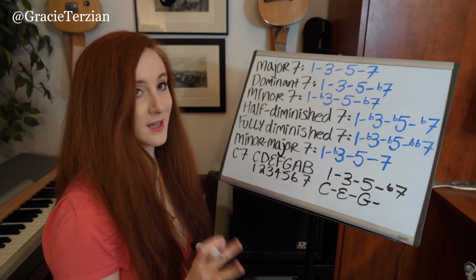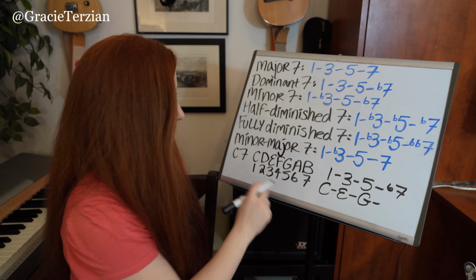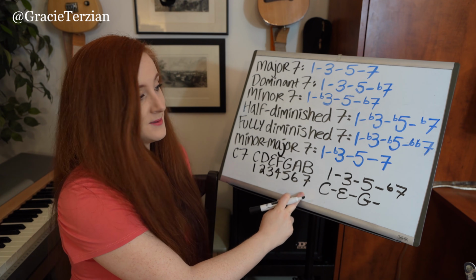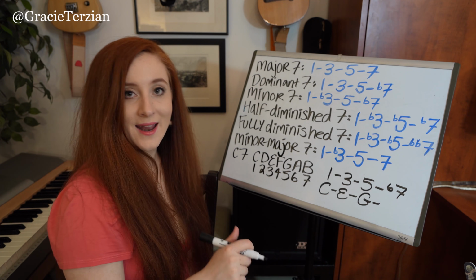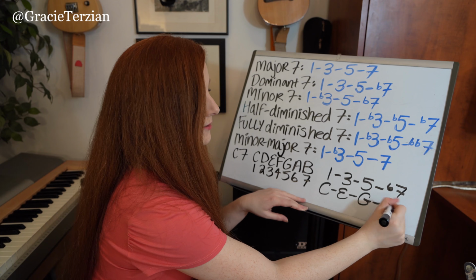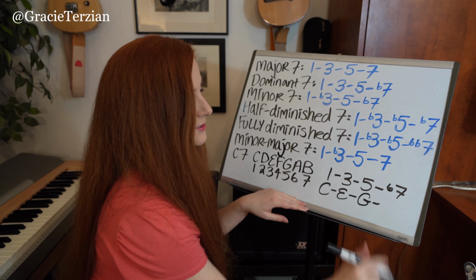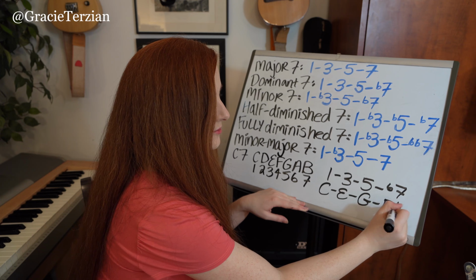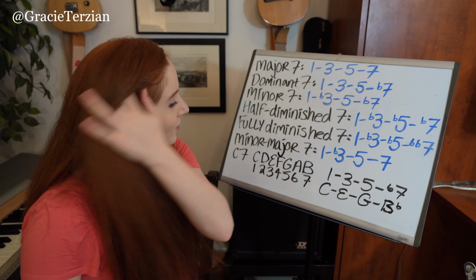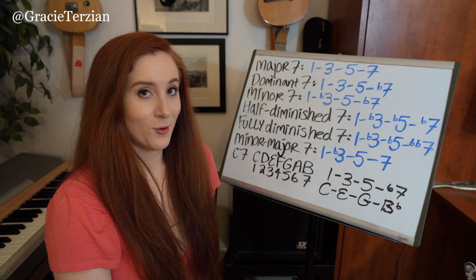This is where it gets a little bit trickier, because you might say, hey, wait, I don't see a flat 7 here. But there is a 7, so we're going to find the 7th. What's the 7th? It's a B. But this formula is telling us we need to flatten that 7th. So we're going to have a B flat. Sorry, that was a really weird looking B, but you get what I'm trying to do. So these are the notes in our C dominant 7 chord.